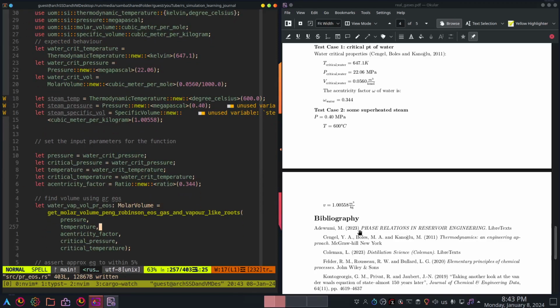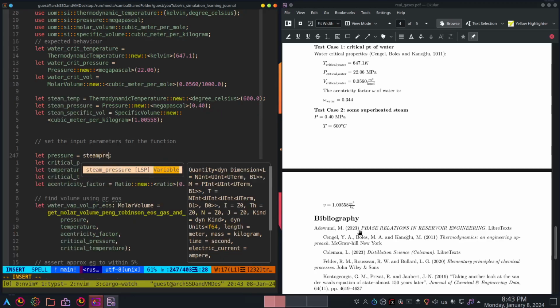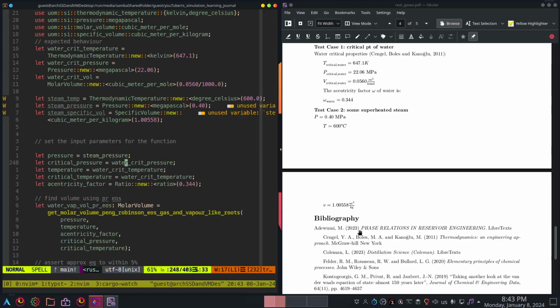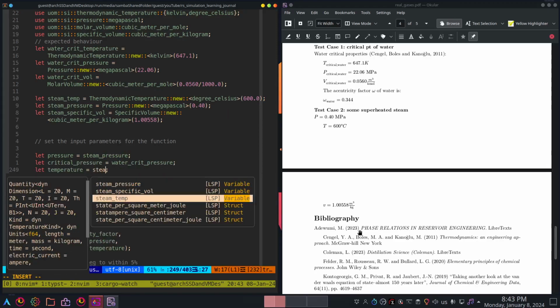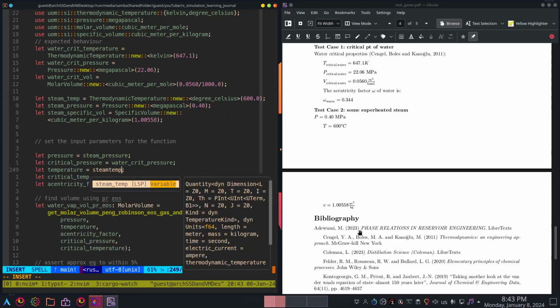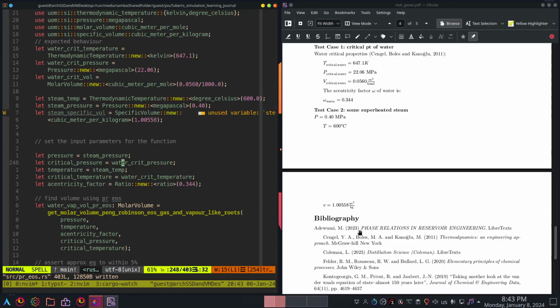Okay, so let's put the pressure accordingly. So the pressure will be the steam pressure. The critical pressure is the same. Temperature is steam temperature. The rest is all the same. I'm going to change this to PR EOS molar volume.